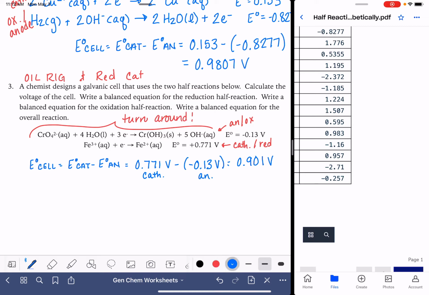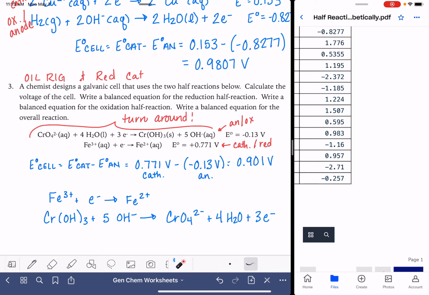So the reduction reaction, balance it. We're going to just copy it. It is going to be Fe3+ plus electrons makes Fe2+. I'm leaving the states off just to save time and space. The oxidation reaction, I'm going to turn it around. Cr(OH)3 plus 5OH- makes CrO4 2- plus 4H2O plus 3 electrons. And again, this is my reduction, and this is my oxidation.